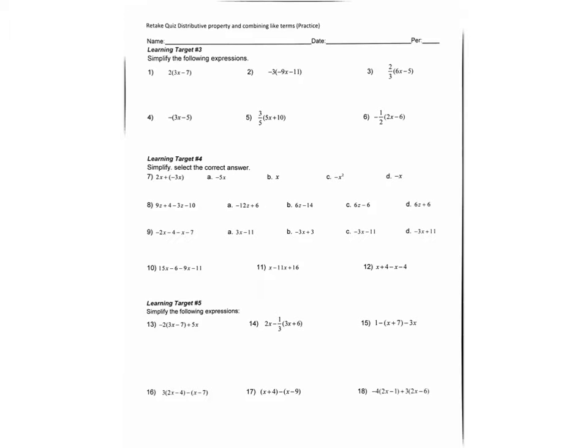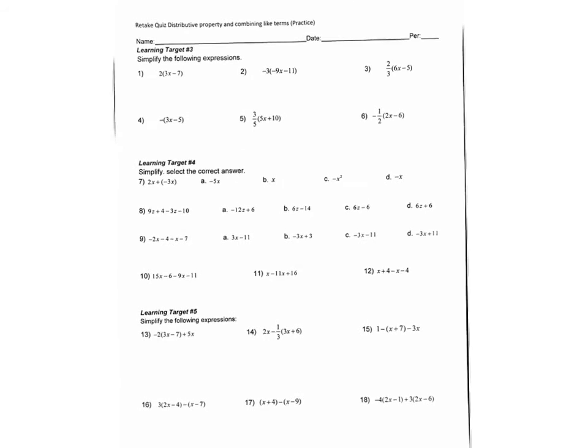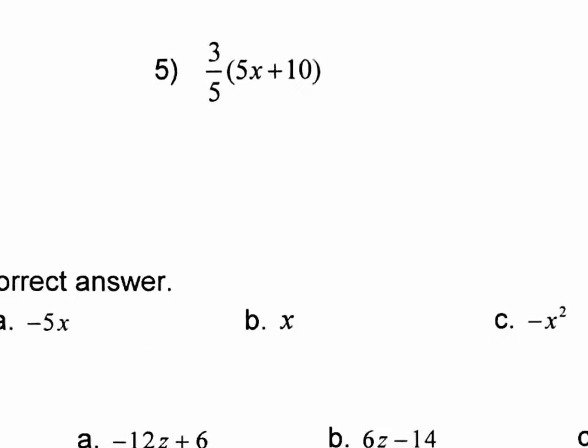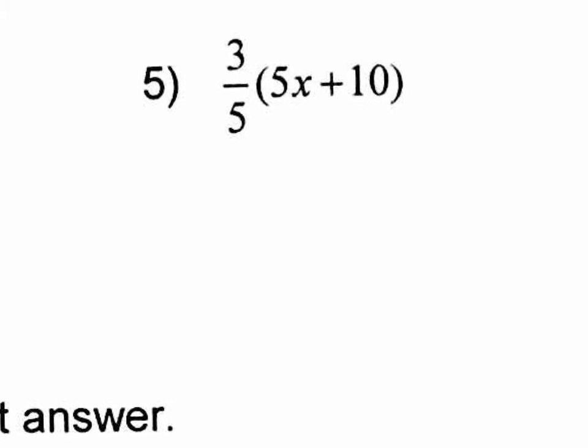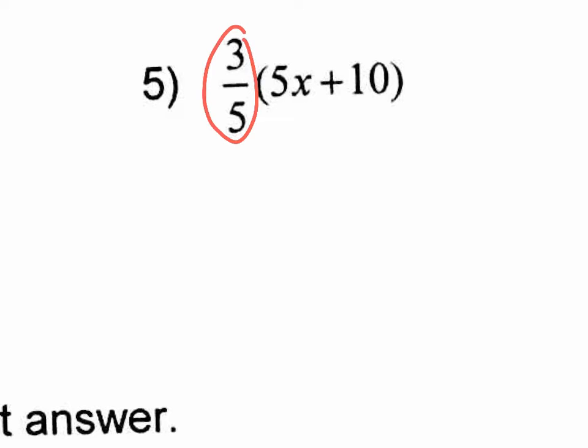So as I walk around the class, I see some of us are still struggling, especially with fractions. Like number 5, whenever you're multiplying a fraction with a number, it's good to put that number or term over 1. So we will be distributing the 3/5. 3/5 times 5x. Let's actually write that out somewhere.